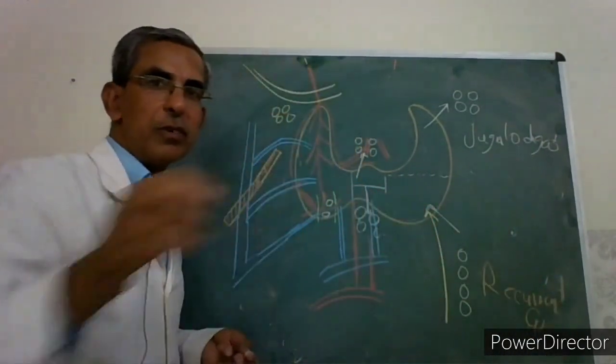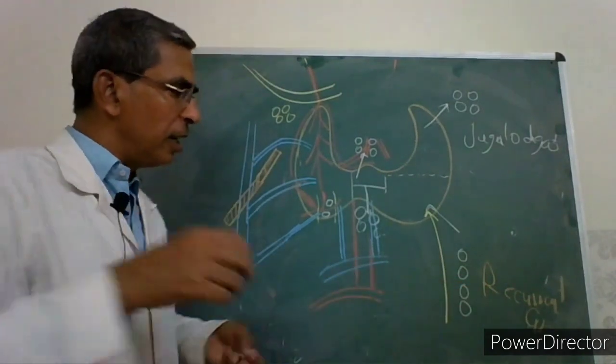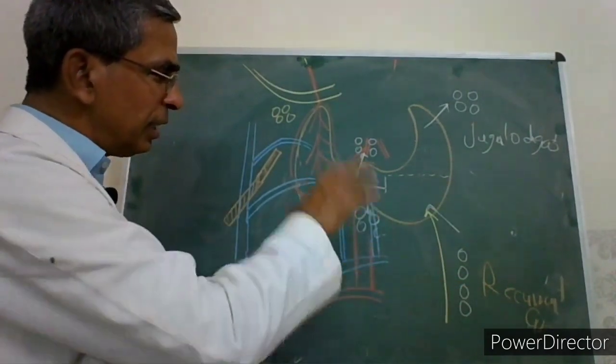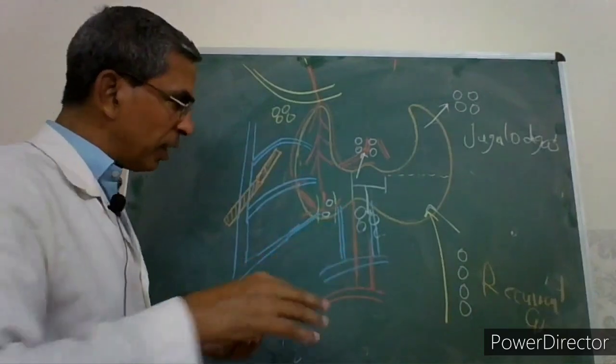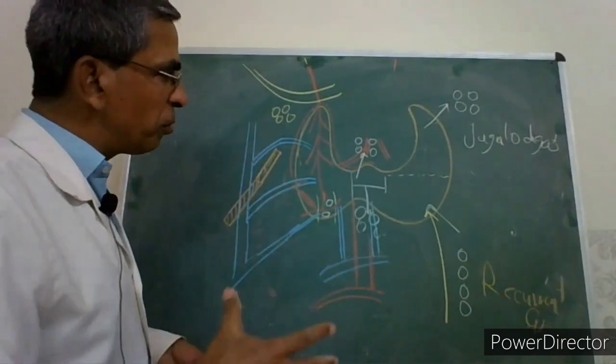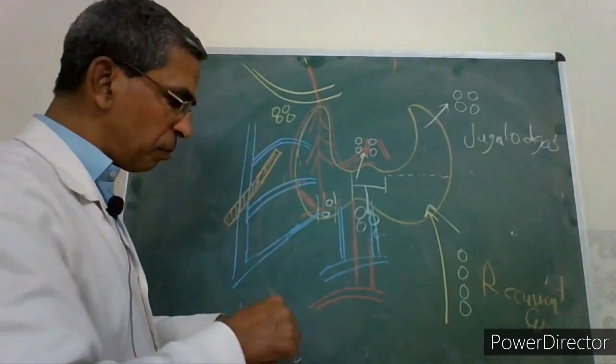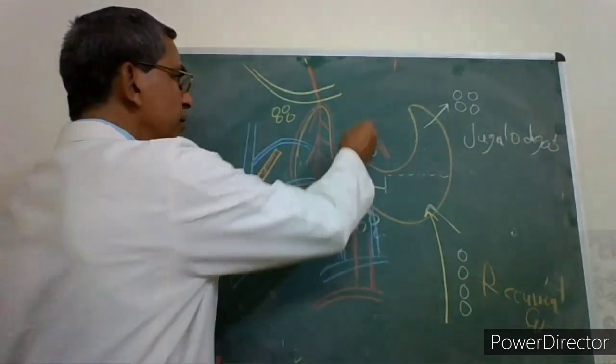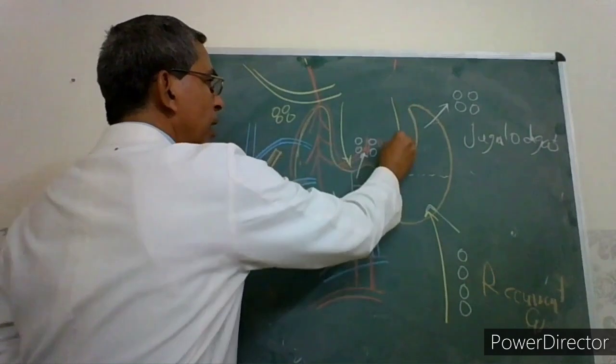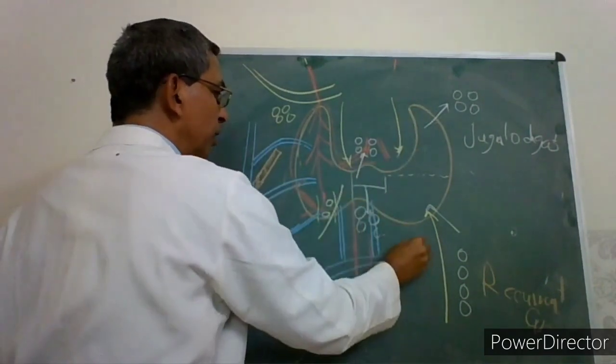Recurrent group of the lymph nodes. So these are the lymphatic drainage. What about the nerve supply? Nerve supply is the parasympathetic and the sympathetic. Parasympathetic is supplied by the vagus nerve and the recurrent laryngeal nerve.